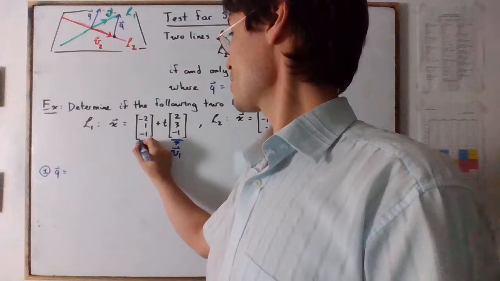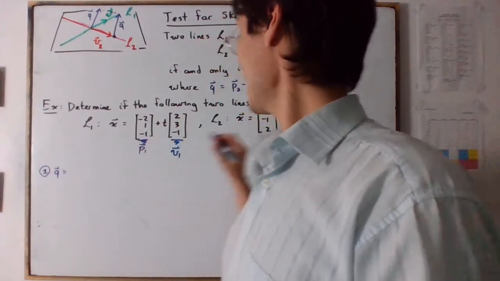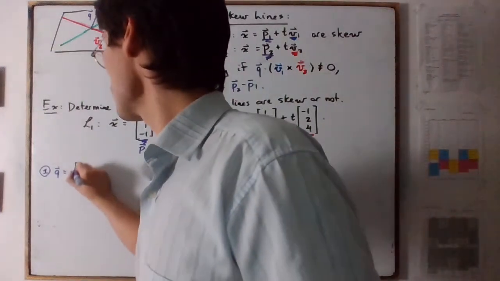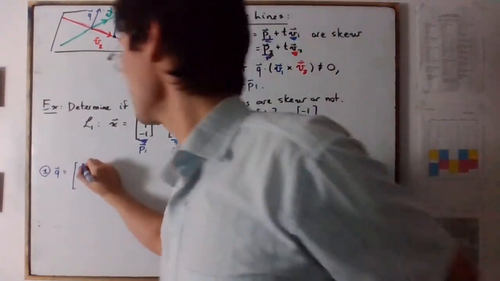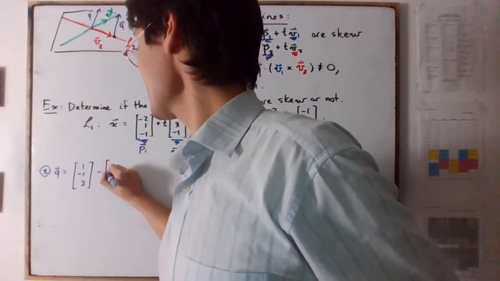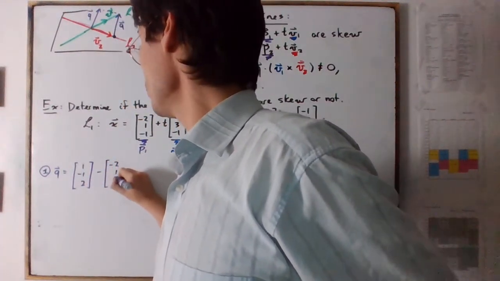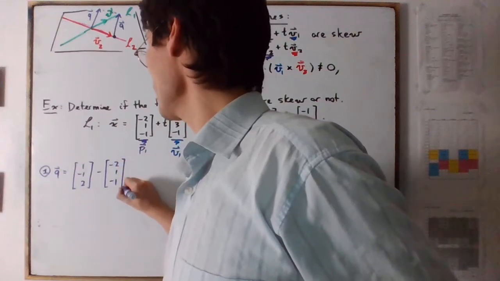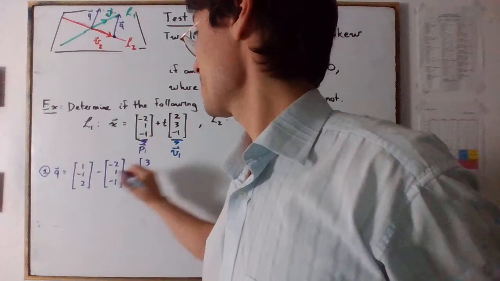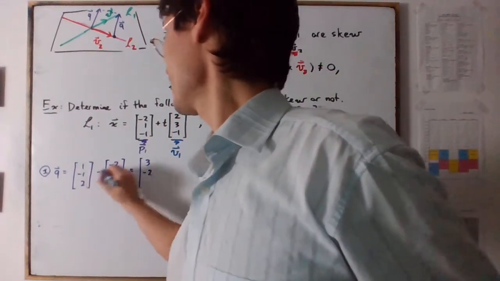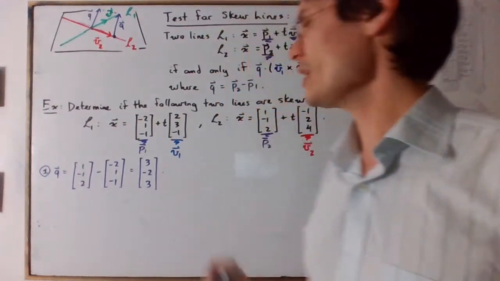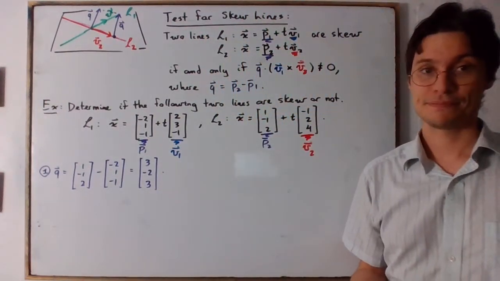And Q, well, this is P1 and this is P2. So in other words, we're doing 1, negative 1, 2 minus negative 2, 1, negative 1. And what do we get out of this? We're getting 3, -2, and 3. So this is step number 1.